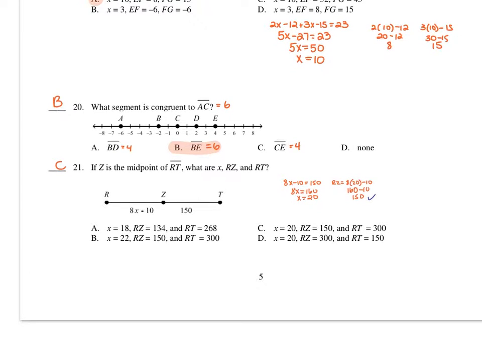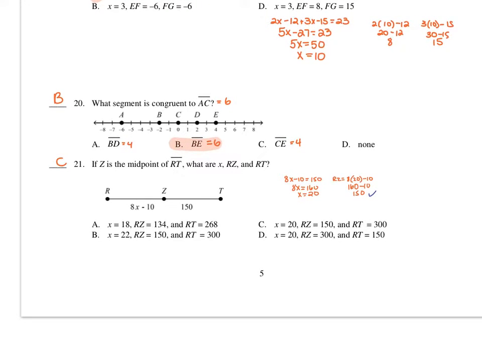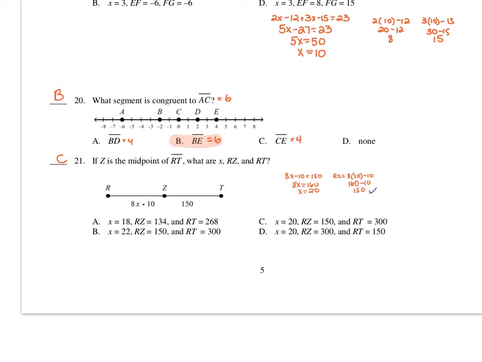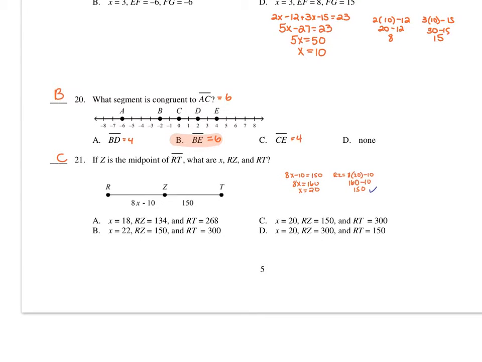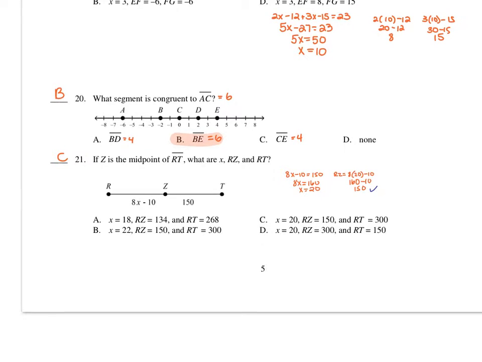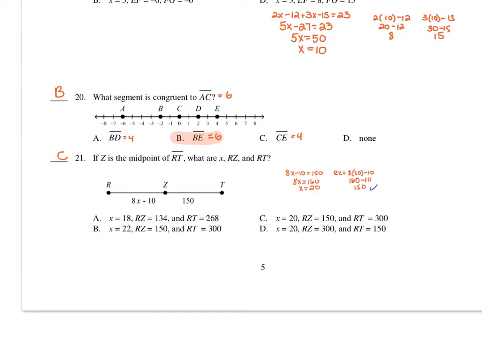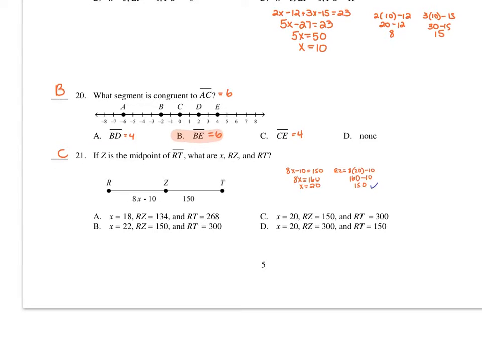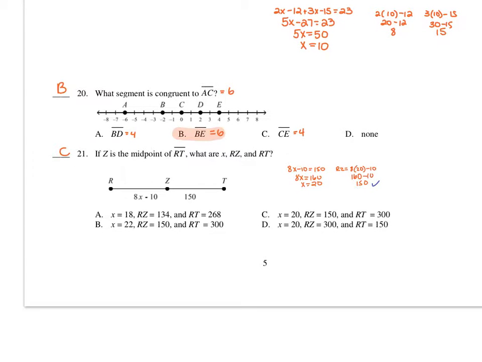21, Z is the midpoint. What are x, RZ, and RT? So if it's the midpoint, you would set those 2 segments equal to each other and get x is 20. Plug it back in, and you got 150. The 150 was already there, so you should have been able to determine that from the picture too, but it's a good way to check. Questions on that page?